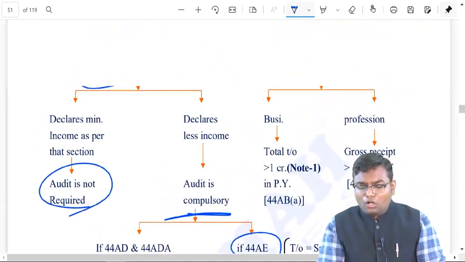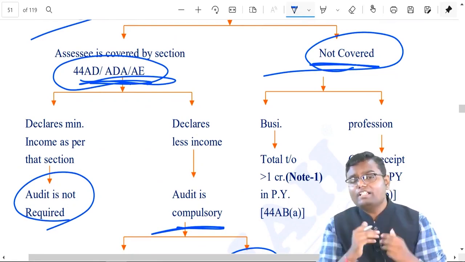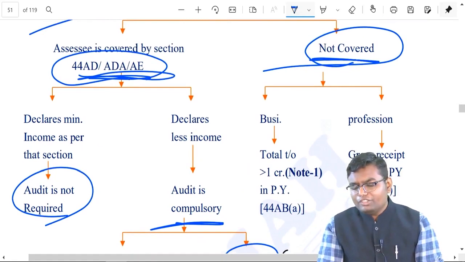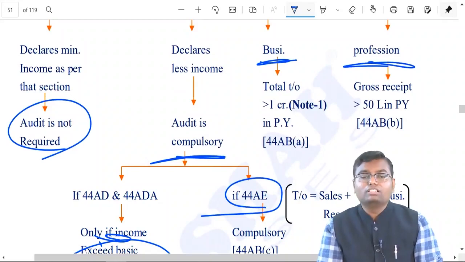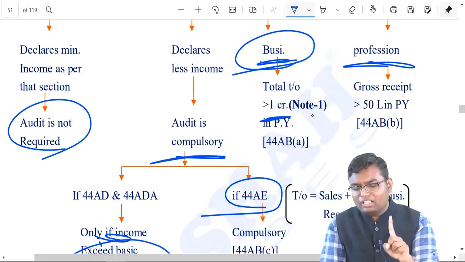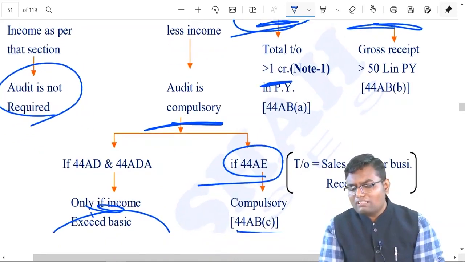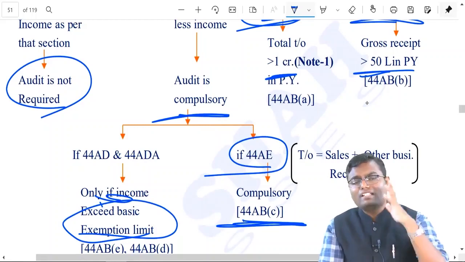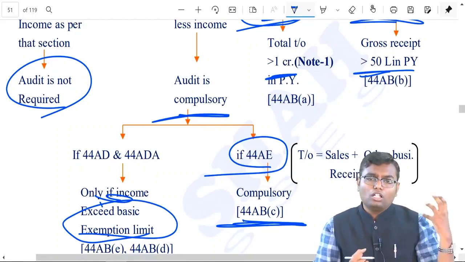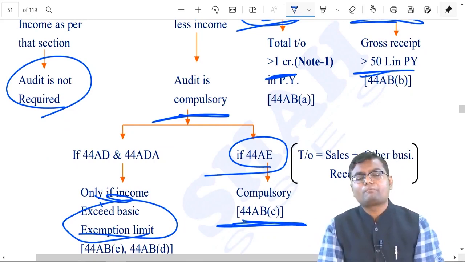But if you are not covered under presumptive taxation itself, meaning those sections are not applicable to you, then when is audit to be done? You see whether you are a business person or a professional. If you are a business person and your turnover during the year is more than 1 crore, audit is applicable. And if you are a professional and your gross receipts are more than 50 lakh, audit is applicable. For businessmen, 1 crore is the limit. For professionals, 50 lakh is the limit.